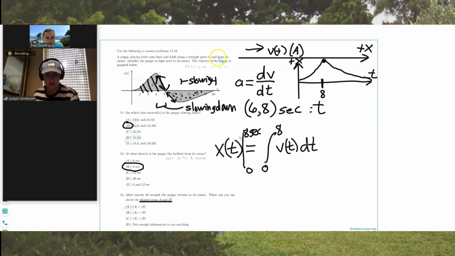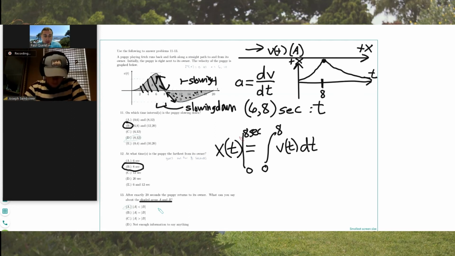Yes. In fact, they do even say that. I think somewhere they said initially the puppy is right next to its owner. Now that's just code for if the puppy starts next to the owner, x equals 0 is the origin, is where the puppy starts. So number 13, it says, after exactly 20 seconds, the puppy returns to its owner. What can you say about the shaded areas A and B?